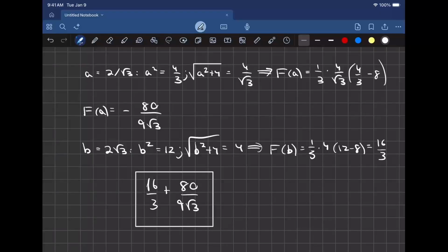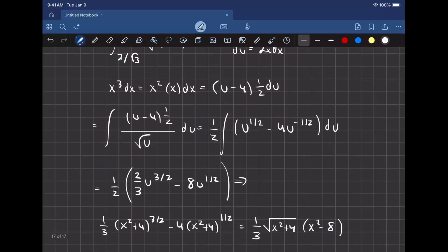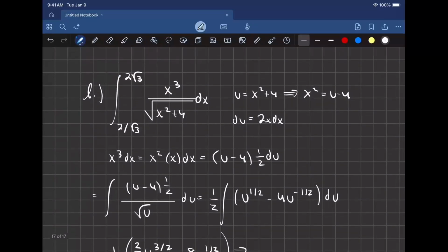And you can find a common denominator if you'd like. I'm just going to leave it like this. And this is our solution. So nothing too crazy, we're just making a u sub. But this is an example where we have to do a little bit of manipulation to get a good u sub. Okay, so that was L. So now we're going to look at M.